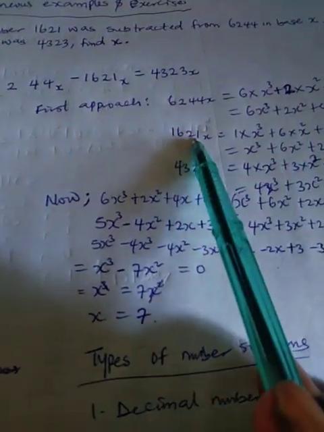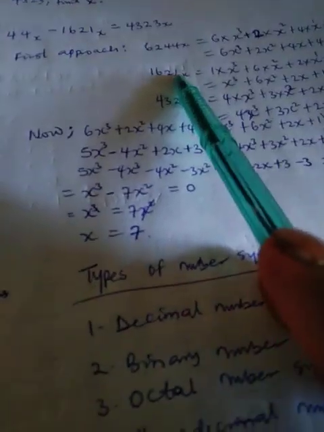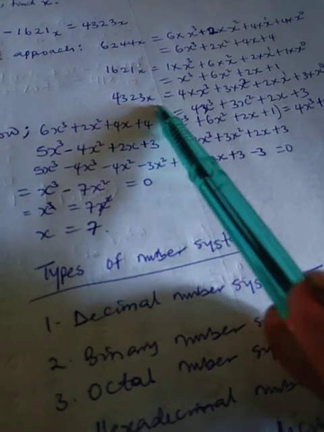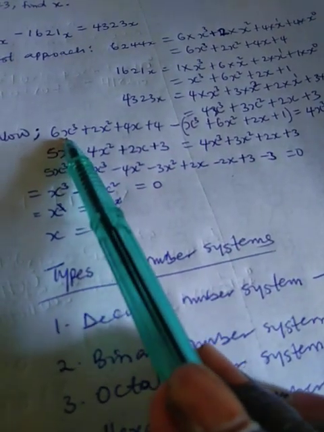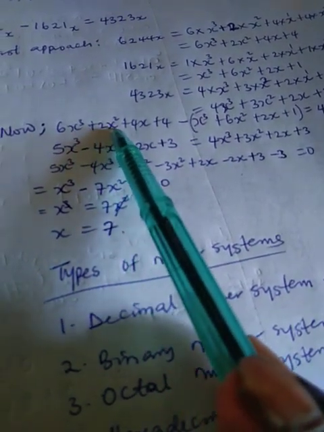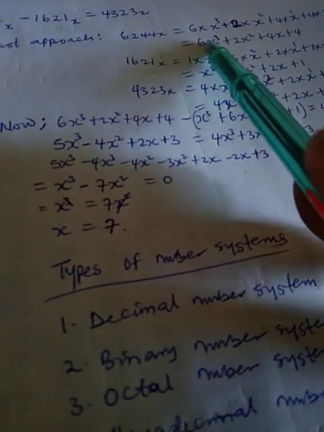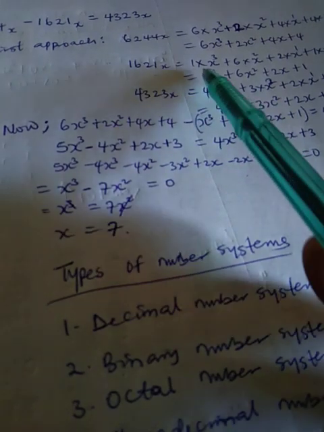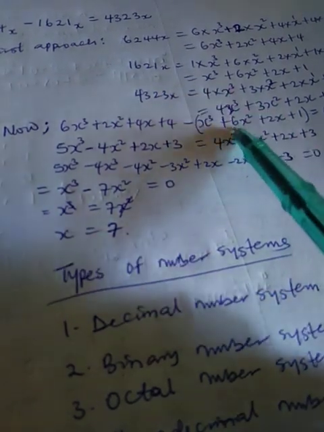Now next to this, express that as base 10 also. Then do the same to the third one. Now 6x to the power of 3 plus 2x to the power of 2. That is the result of this one, minus what was subtracted, which is this, to give us this result.